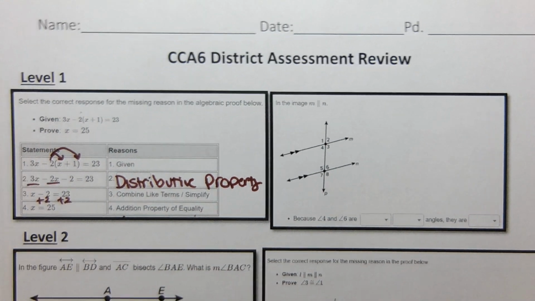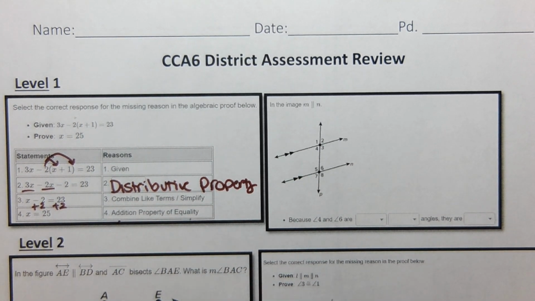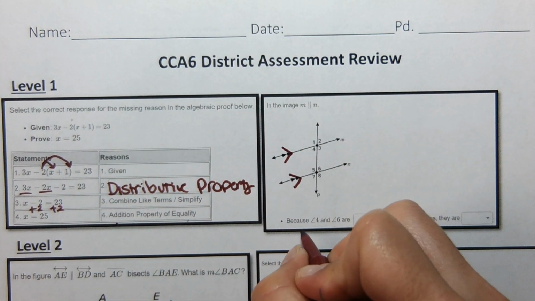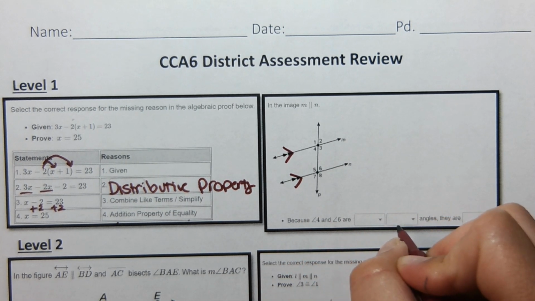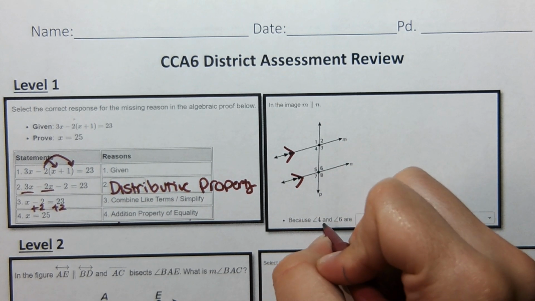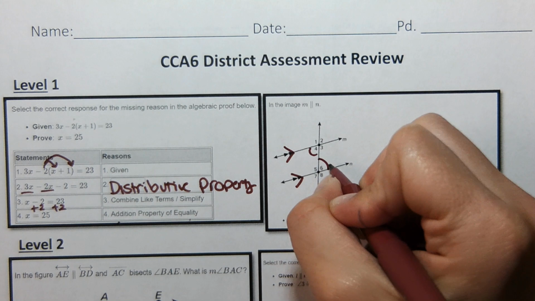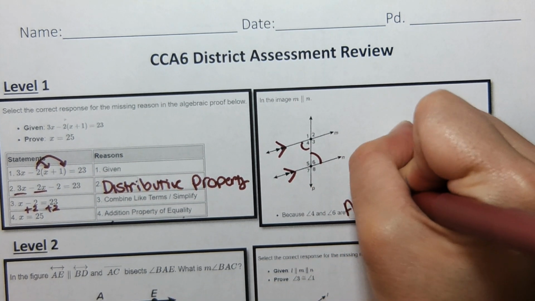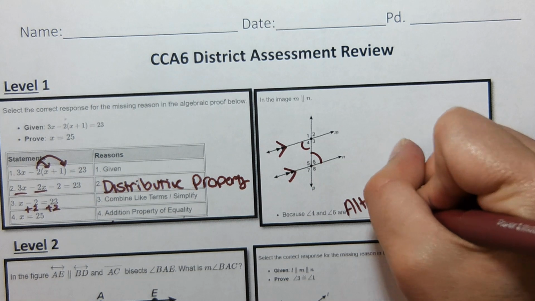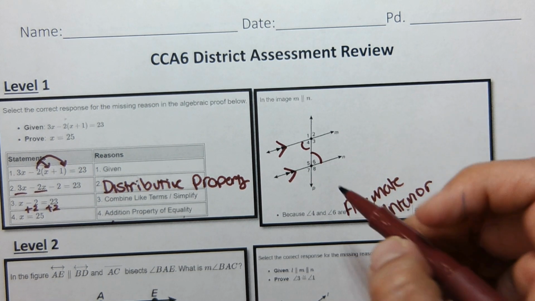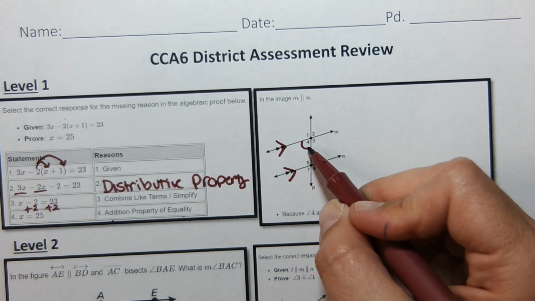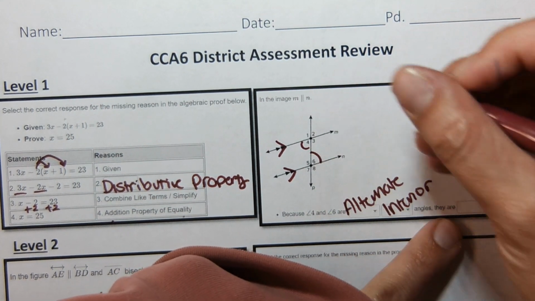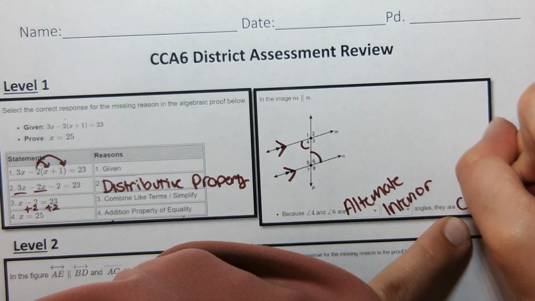Okay, then over here, it says in this image, M is parallel to N because 4 and 6 are blank blank angles. They are blank. Okay, so 4 and 6, I'm going to find them. 4 and 6 are alternate interior angles. They're on alternate sides of the transversal and on the interior of the parallel lines. And they are congruent. So alternate interior angles are congruent.